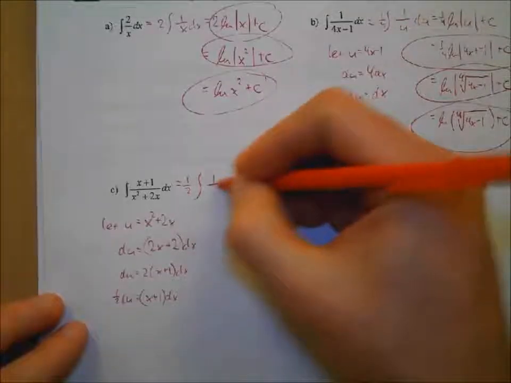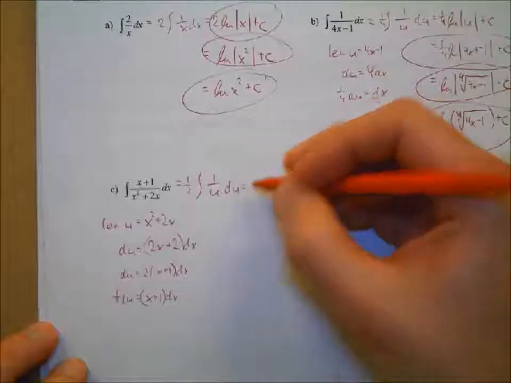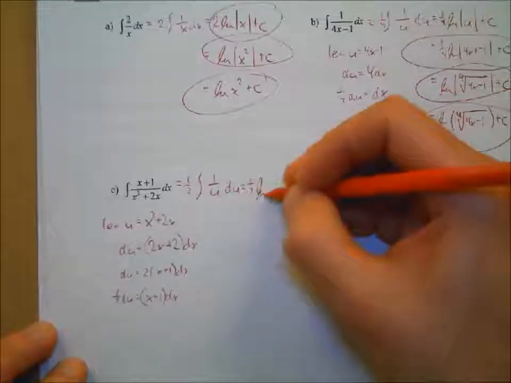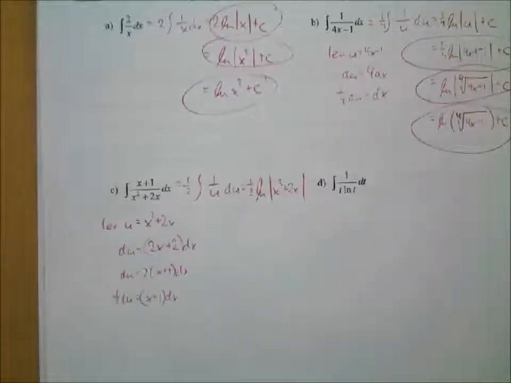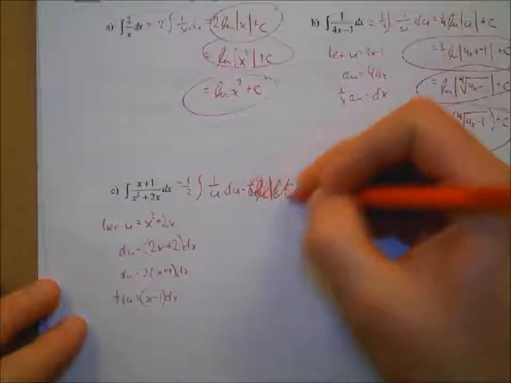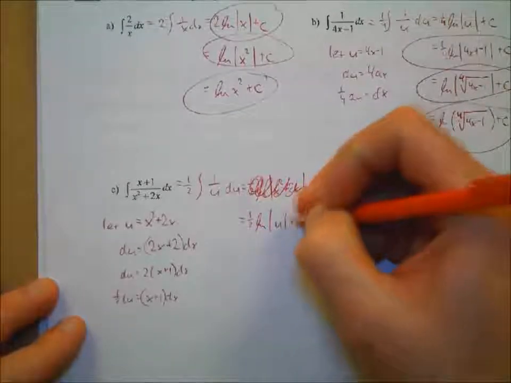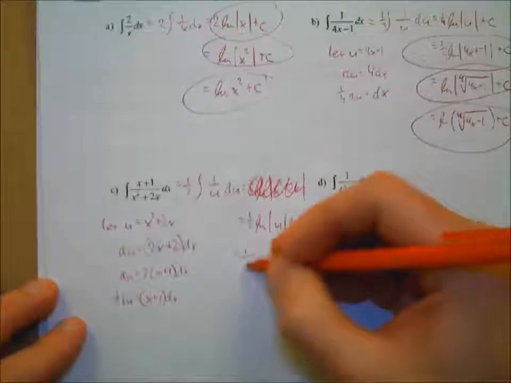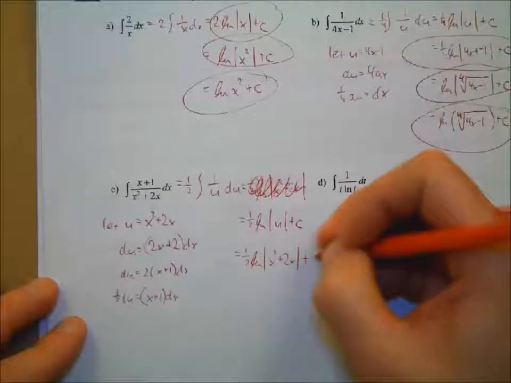It's going to work out to be 1 over u du, which then is 1/2 the natural log of the absolute value, x squared plus 2x. Okay. Wow, I kind of jumped a step there. Maybe I shouldn't have done that. Let me not do that. Natural log of the absolute value u plus c, and then 1/2 the natural log of the absolute value of x squared plus 2x. Okay, there we go.